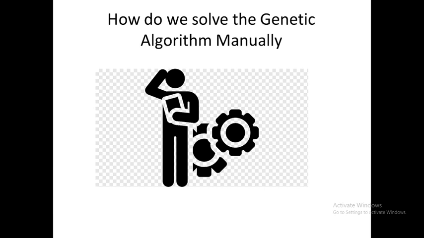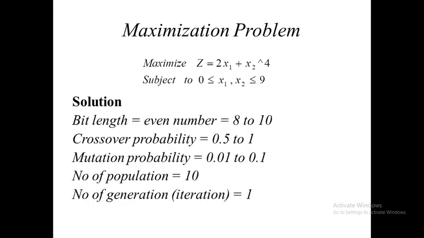Okay, now how do we solve the genetic algorithm manually? This is the next biggest question. In each and every problem solving, the initial step is we should have the problem. Our problem is: maximize z equal to 2x1 plus x2 power 4, subject to 0 less than or equal to x1 and x2 less than or equal to 9. Here z is the objective function. We should maximize that objective function with the mathematical formulation 2x1 plus x2 power 4.